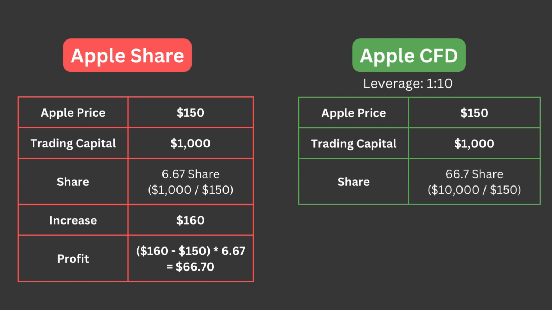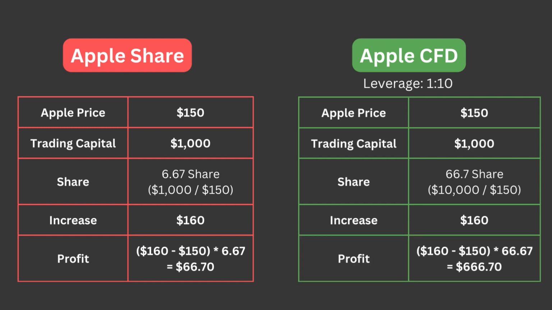The movement of the CFD price closely mirrors the movement of the Apple share price. If the CFD price increases to $160 and you close your position, your profit would be the difference between $160 and $150, multiplied by 6.67 equals $66.70, excluding any fees or commissions. However, it's important to note that with leverage, potential losses are also magnified.